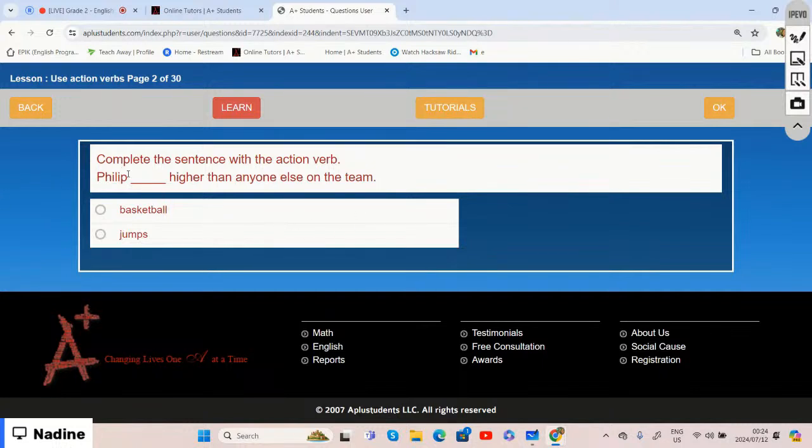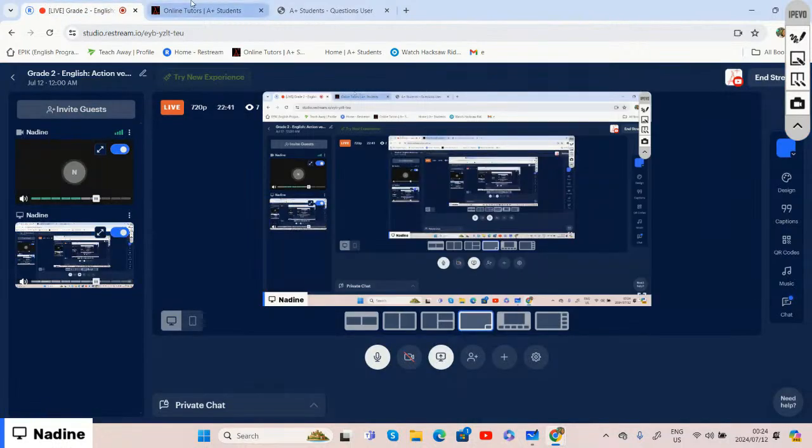It says Philip. Do we say Philip a basketball higher than anyone else on the team? Or do we say Philip jumps higher than anyone else on the team? Philip basketball higher than anyone else on the team, or Philip jumps higher than anyone else on the team. We need to choose the correct option.